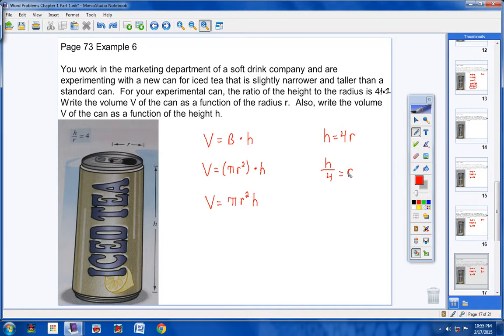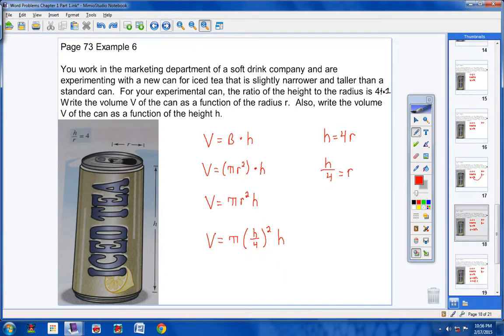Now, what does r equal? H over 4. So what can you slide in and put for r right here? H over 4. So that's what I'm going to do. So for r right here, I put h over 4. Now notice, there's a power of 2 that I still have right here. Okay? Don't forget that. Alright? So, pi h over 4 squared times h.